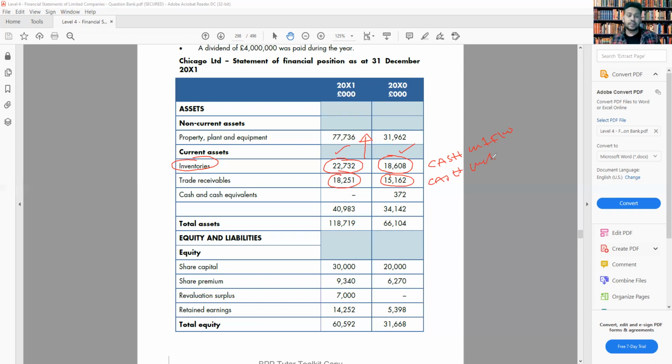This one is very, very important. If it is decreasing, for example, the trade receivables, let's say last year it was 100 and this year it is 50. That means I have received 50 pound, because people paid me 50 pound. So cash inflow. So if the receivables and the inventory decrease, that means cash inflow. If they increase, then cash outflow. Remember that.